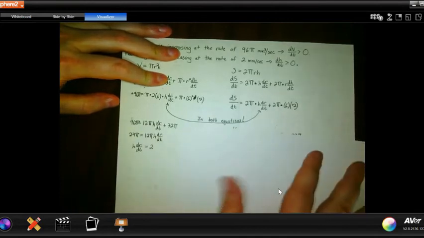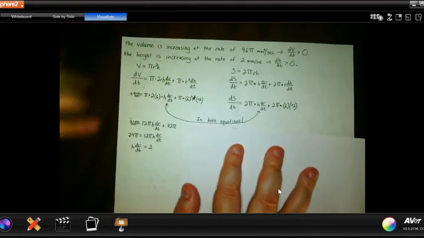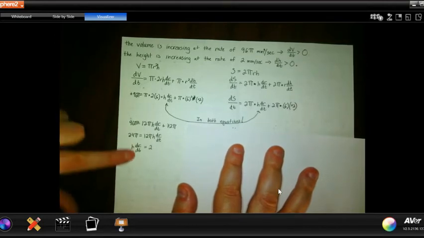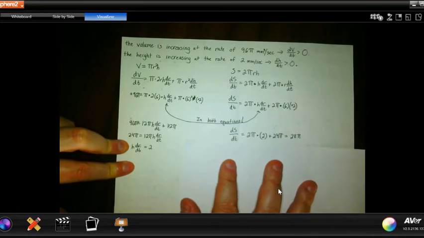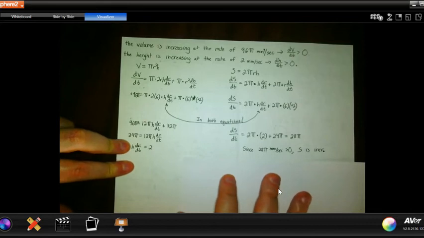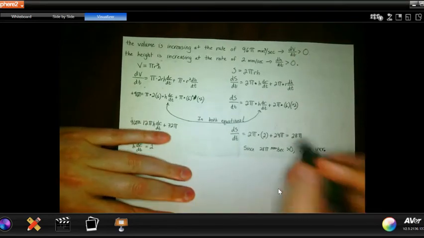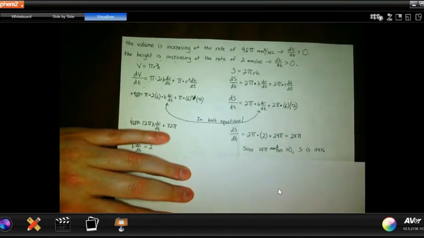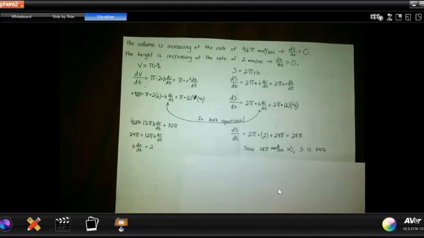So I solved the volume equation to say that h dr/dt was 2. And then knowing that h dr/dt was 2, I could substitute into the surface area equation and finish solving for the surface area. And I just realized that is the wrong units. That is square millimeters per second. Sorry about that mistake. Glad I caught it this time, unlike some of my other mistakes. And because that's positive, the surface area is increasing.